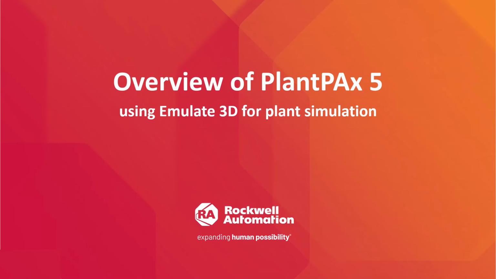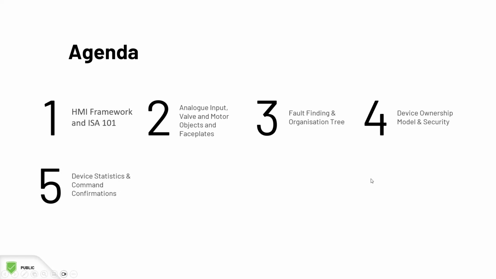In this video, we are going to look at PlantPAx System Release 5 from an operator's viewpoint using Emulate 3D for the process plant simulation. We will start with looking at the HMI framework provided with PlantPAx and how this allows you to implement the ISA 101 standard recommended display hierarchy if you wish.